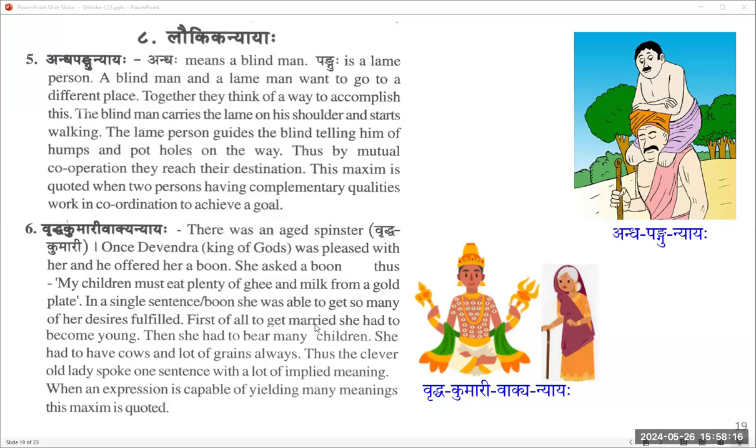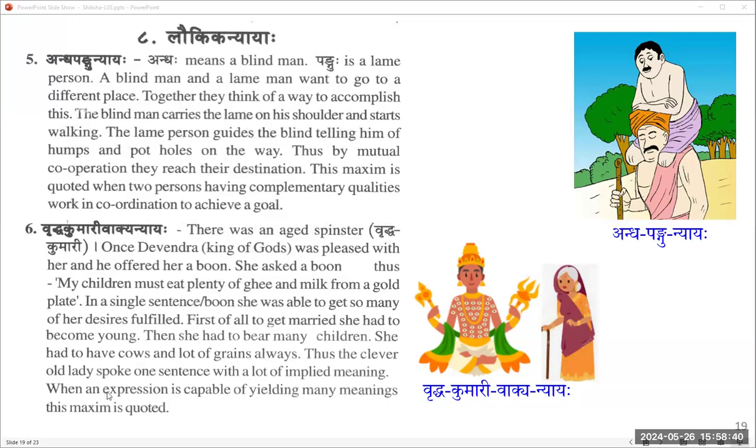First of all, to get married. Children means getting married. She had to become young to give birth, that also. Then she had to bear many children, putra prapti also. She had to have cows and a lot of grains always, right? They should eat plenty of ghee and milk from a gold plate. So there should be dhana also. Thus the clever old lady spoke one sentence with a lot of implied meaning.